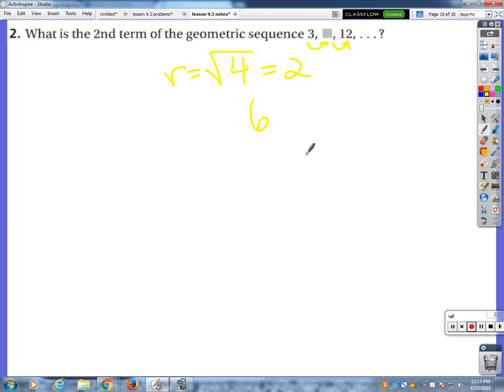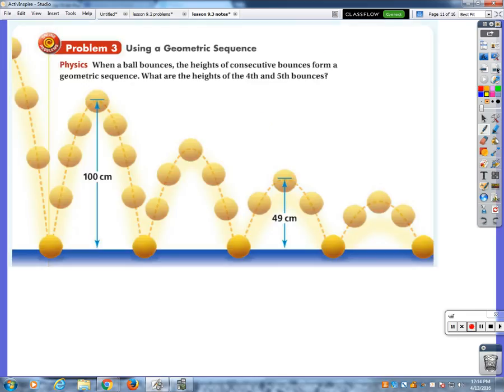Wait, how do you get 6? 3 times 2. 3 times 2 is 6. Oh, so you multiply by the first number. Yep, so once you find the common ratio, you take the first number and multiply by that, and that gives you the missing number. Okay? Does that make sense? Yeah. Okay. All right, I think that's really all that we have in this section.